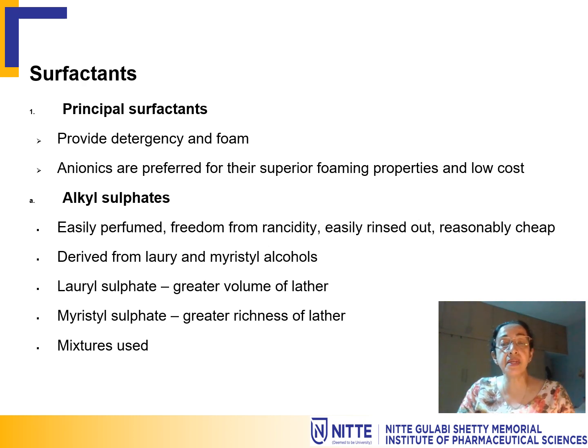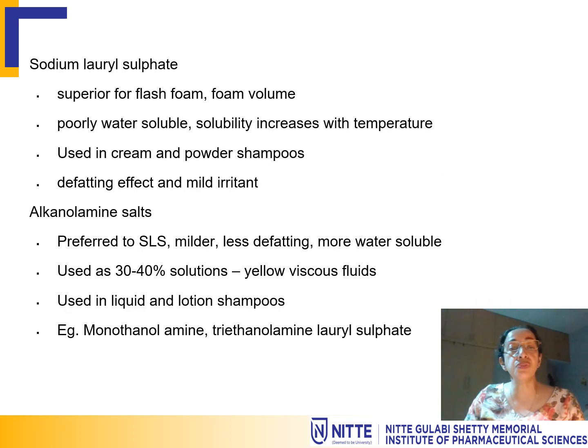So you have several chemical classes of anionics. We will be covering some of the important ones which are used today in shampoos. The most important anionics are the alkyl sulfates. These are popular because they are easily perfumed, they are free from rancidity and they can be easily rinsed out, apart from being cheap. They are generally derived from lauryl and myristyl alcohols. Lauryl sulfates are considered to be great foamers and myristyl sulfates are known to produce richness in lather. So mixtures may be used.